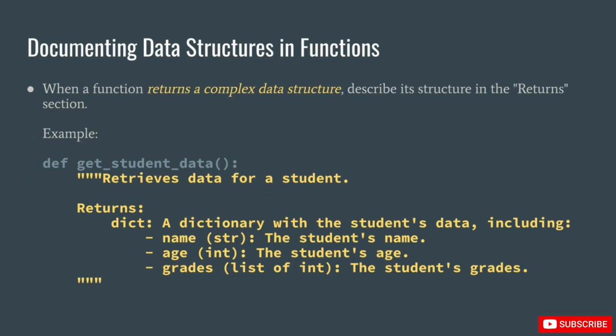When a function returns a complex data structure, like a dictionary or a list, it's important to describe the structure in the return section of the docstring. For example, if a function retrieves student data and returns a dictionary, you can list the dictionary's contents in the returns section, specifying each key and its corresponding type. This level of detail makes the returned data easy to work with.